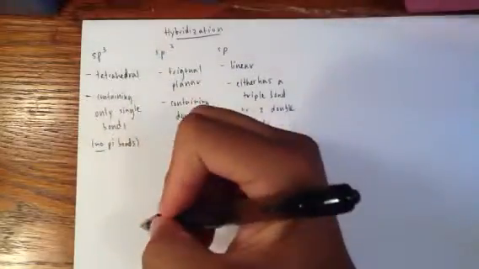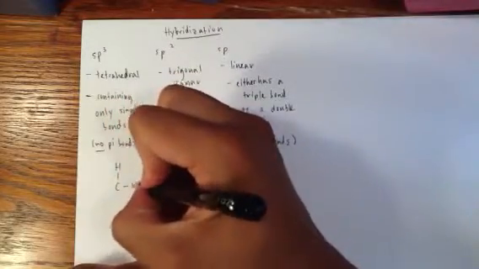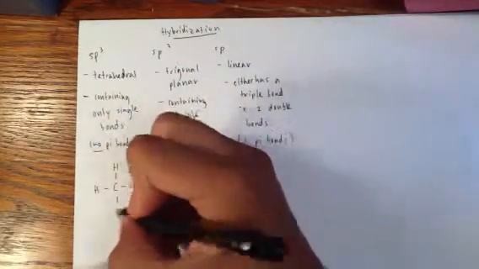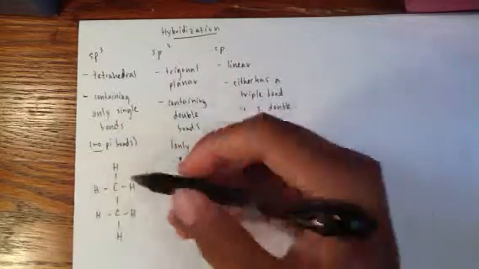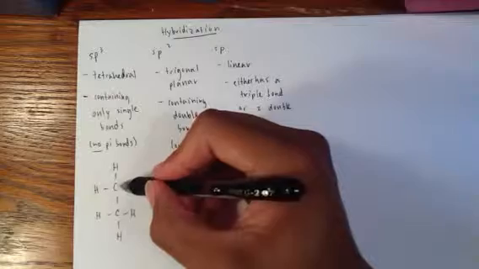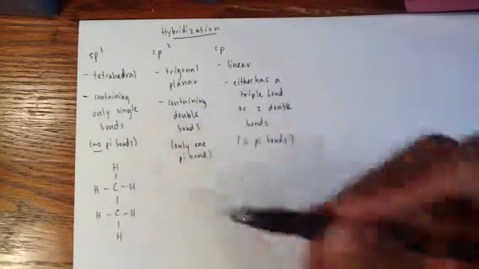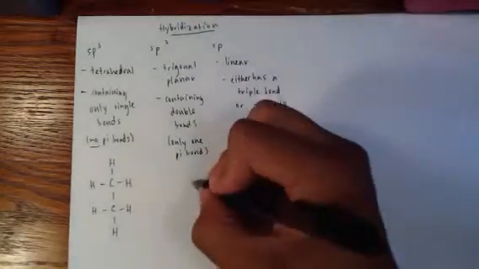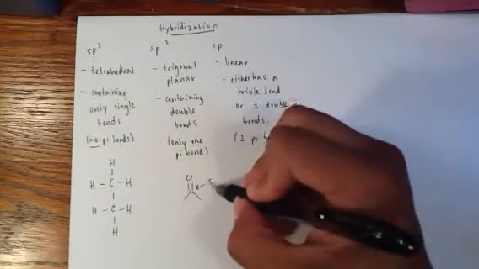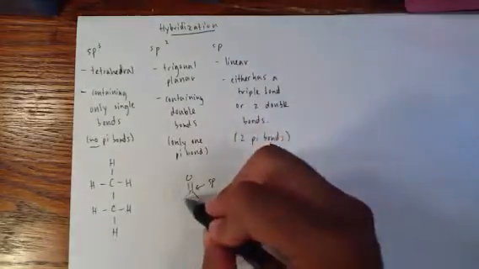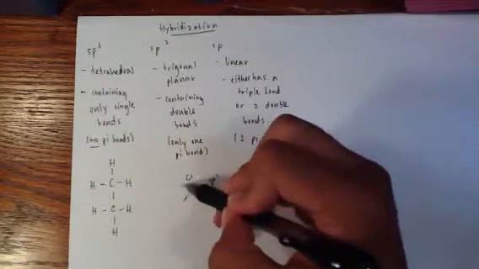Assuming that we're only looking at the central atom, an sp3 could be something as easy as this: if this is our central carbon, then it's connected to 4 bonds, all single bonds. This is going to be an sp3. This one over here is going to be an sp2 because it is connected to 3 places, and it also contains 1 pi bond.